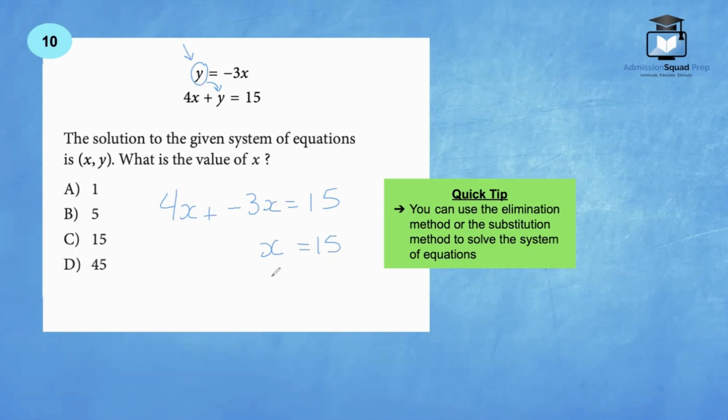And now that we have x is 15, we can substitute that into our first equation. So y equals -3 times 15. -3 times 15 is -45. So y is -45. So our solution is 15, comma, -45. But the question is, what is the value of x? And we can see that x is going to be 15. So C is the correct answer.